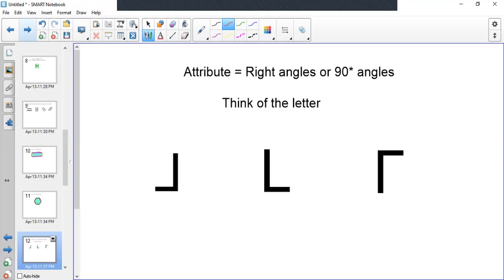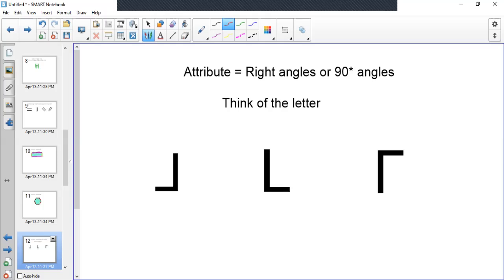Okay, so the next attribute we're going to talk about is called right angles or 90-degree angles. And when you hear right angles or 90-degree angles, I want you to think of the letter L. Right below we have the letter L. Notice how to make it L, we draw a line vertically and then a connecting line horizontal.